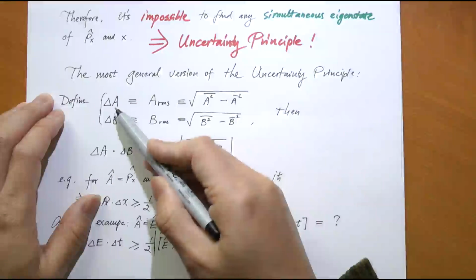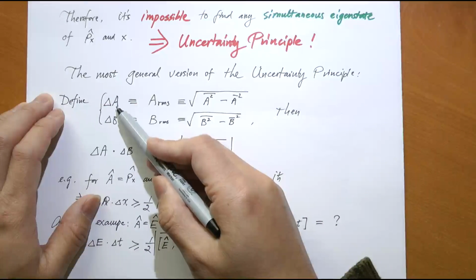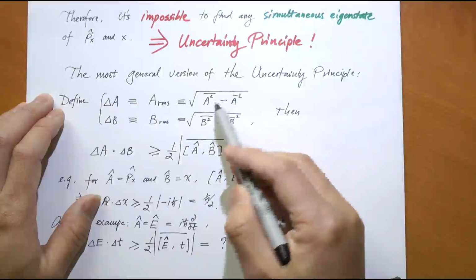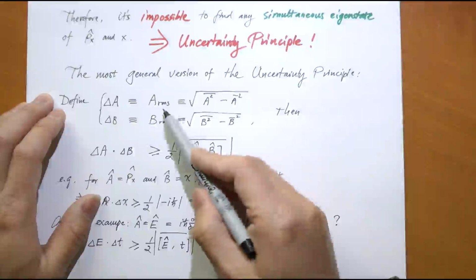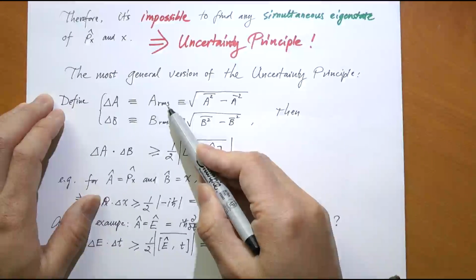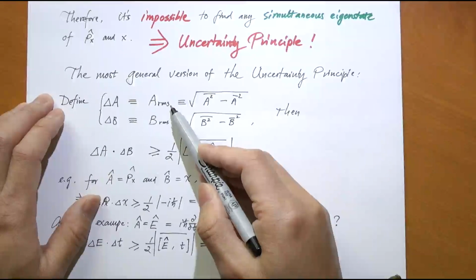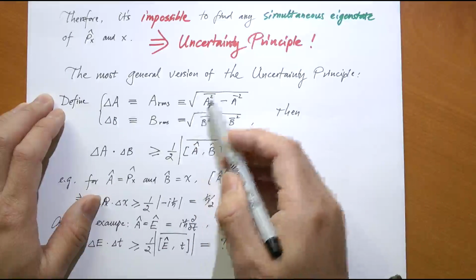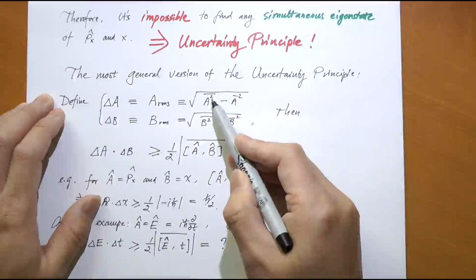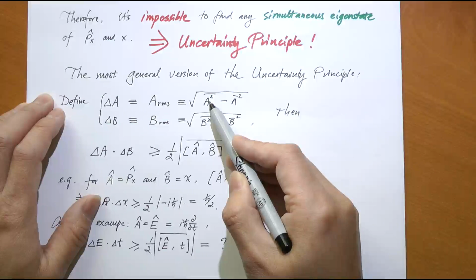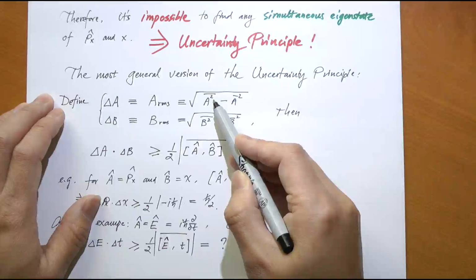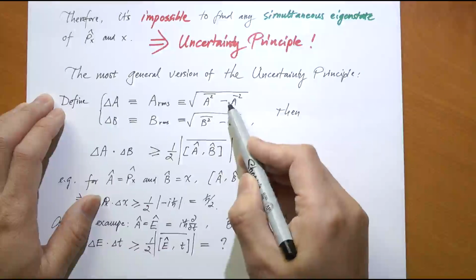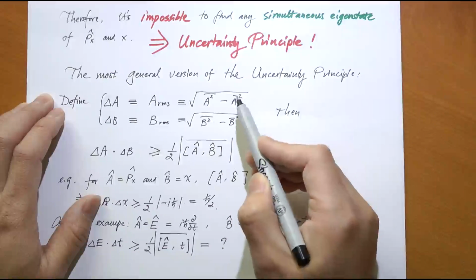I define the uncertainty in A as the RMS value of the measurement of A. What is the RMS value? RMS means root mean squared, right? So just like what we learned in physics 1A, sigma, remember in 1A lab, it's a similar definition. I take the value of A, I square it first, then I take the mean value or expectation value of that squared, minus the mean value squared.